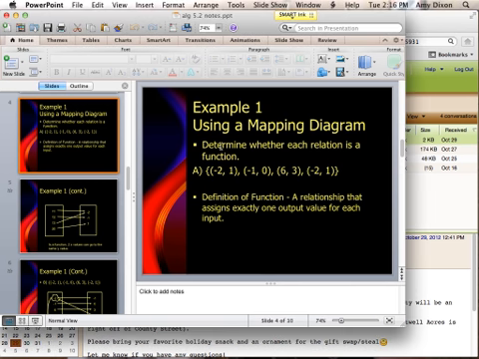All right, and that is just a simple way to determine whether or not a relation is a function, and then also how to evaluate a function.